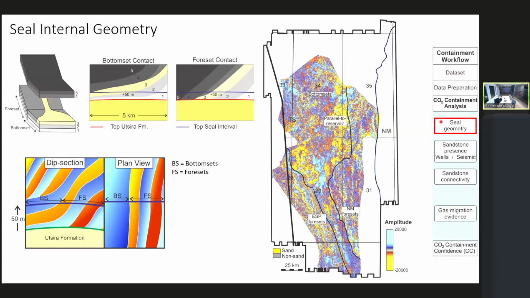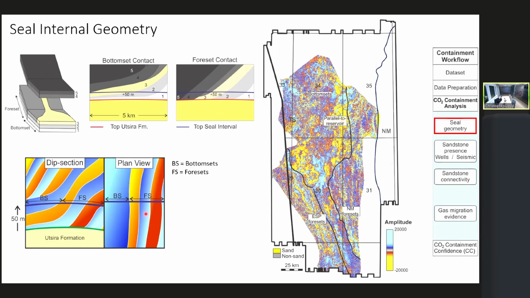So now I'll go on to the main elements in detail, the main results. I've gone through the dataset preparation. The first element that we look at is seal internal geometry. I didn't mention that in the previous slide, but the theory behind this is that where you have dipping stratigraphy above the reservoir, you're going to juxtapose more subunits against the reservoir, and therefore increase the likelihood of a sandstone being in contact with the reservoir, as opposed to where you have flat-lying stratigraphy, where only a single subunit would be against the reservoir for a given area.